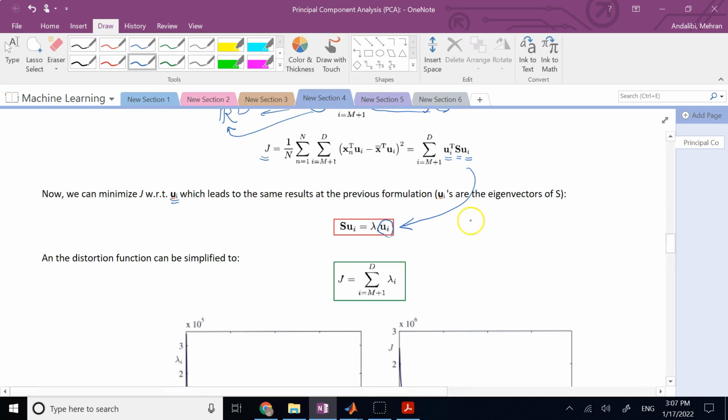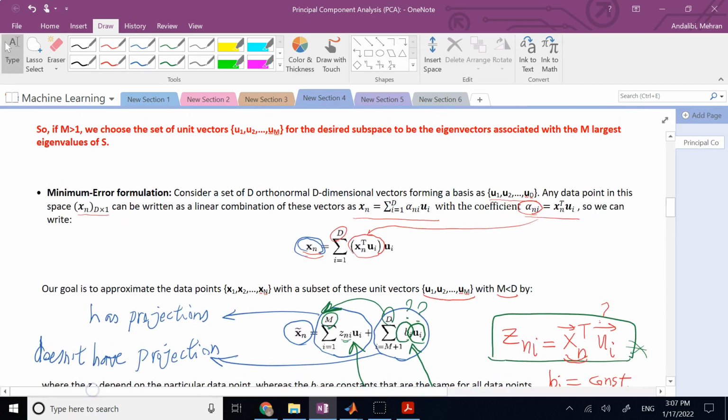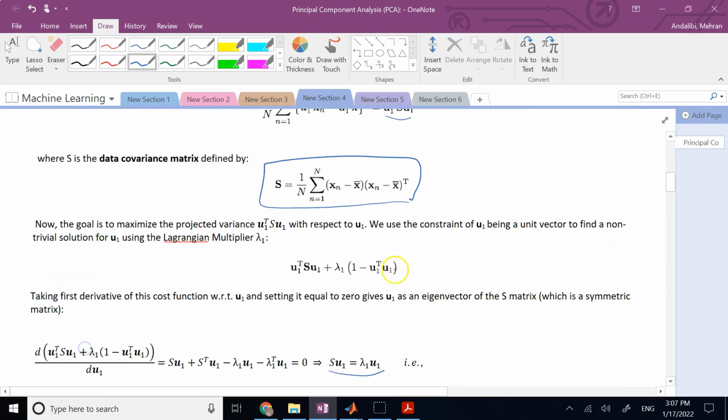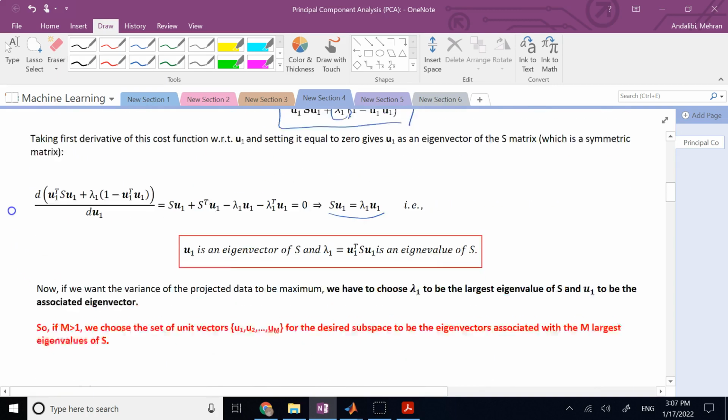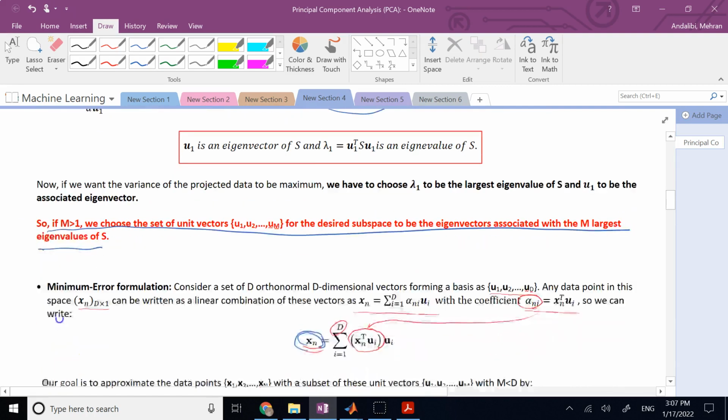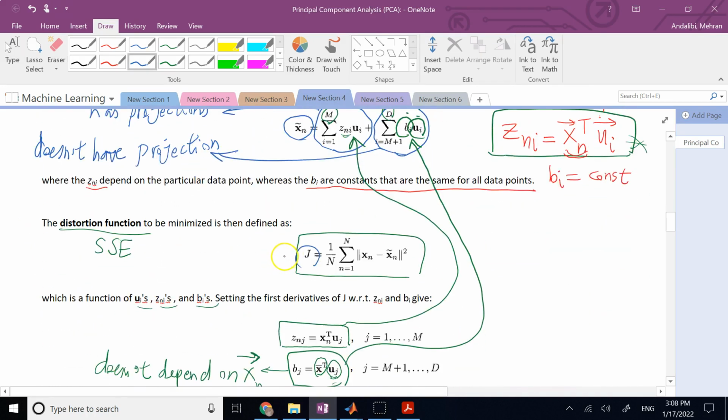Now here, the question is this. Which u's out of all these eigenvectors of the S matrix would you select here? Last time, if you remember, the goal was to maximize a function. Remember? The goal was to maximize this. So which u's did we choose when we wanted to maximize? We chose the u's associated with the largest eigenvalues, right? This time, what are we trying to do? We are trying to minimize a function.